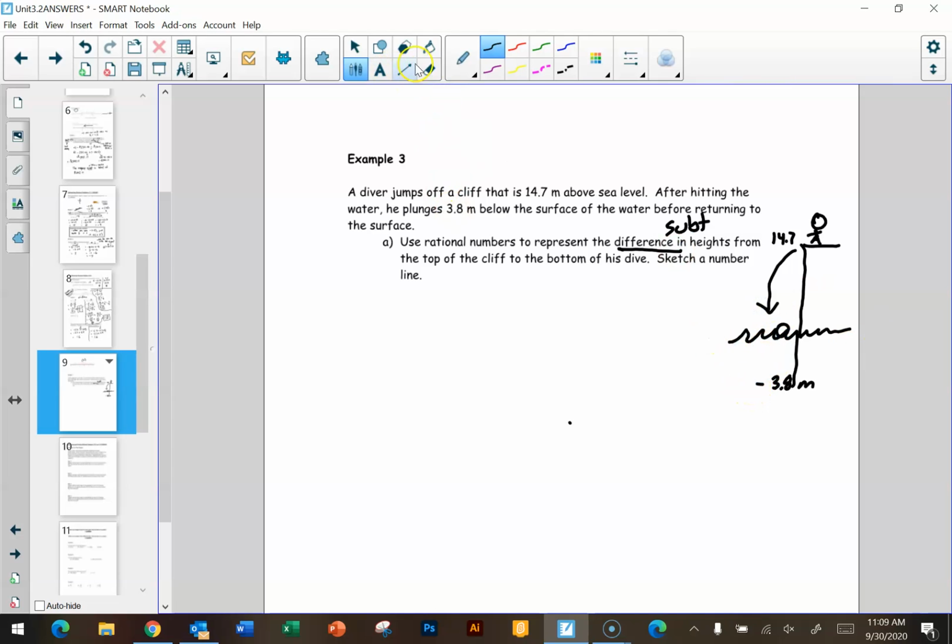So we're using rational numbers to represent the difference. This is really just a number line written sideways, written up and down instead of left and right. They asked us to do a number line, so we'll do a number line. Let's just put the 0 here for now. It doesn't matter where you put the 0 as long as you put the other numbers in the right spot. So let's say this is 14.7 to the positive because that's above ground, and down here this is negative 3.8 on the negative side. So the diver starts here, and then dives, goes past the water and into the water. It's just this one represented horizontally instead. So there's our number line.